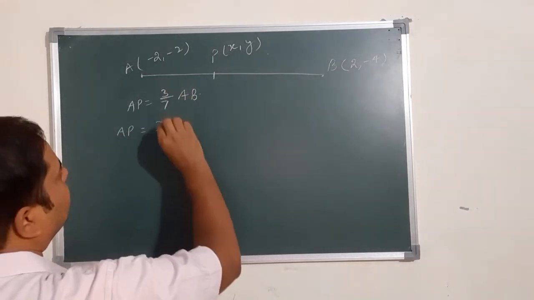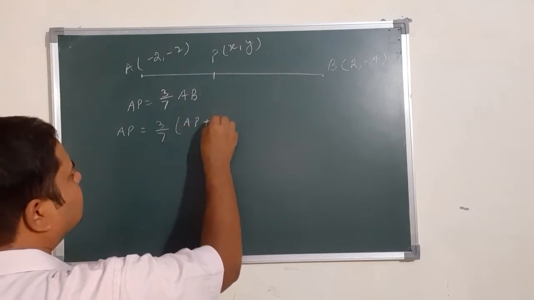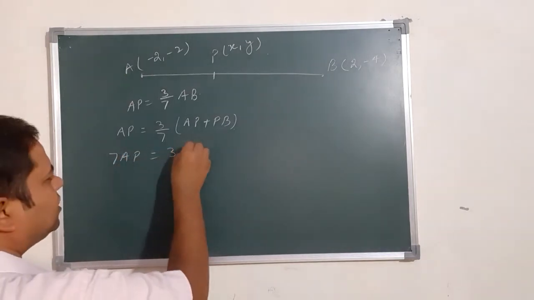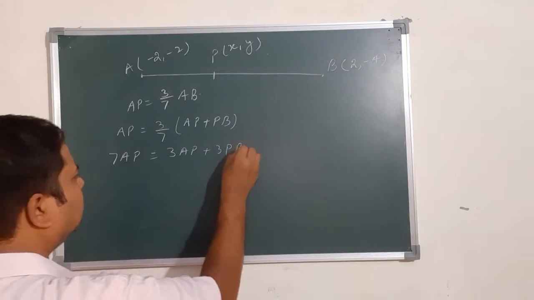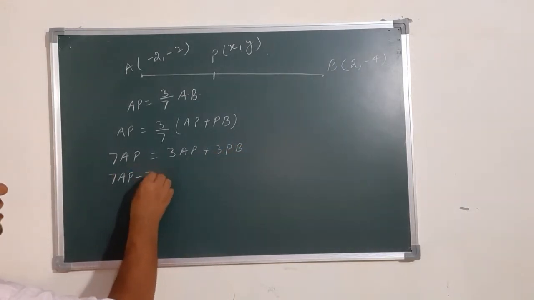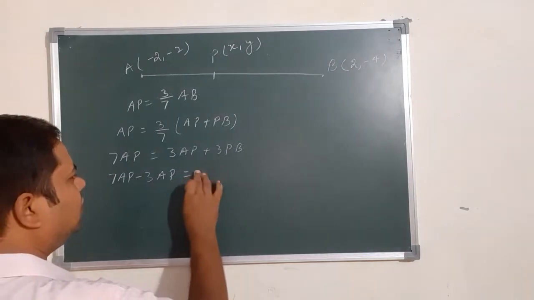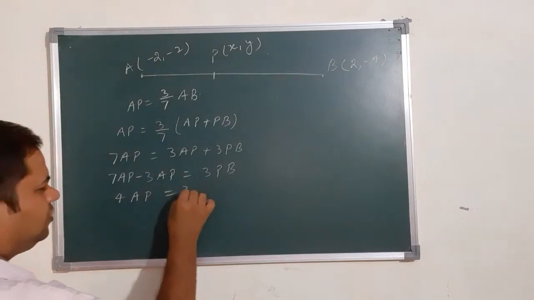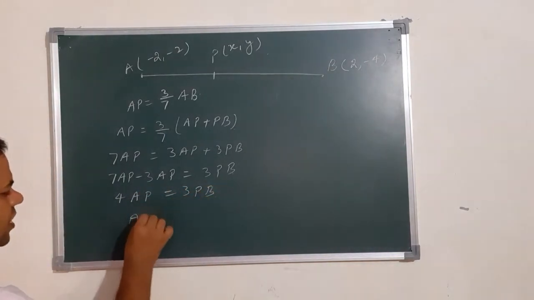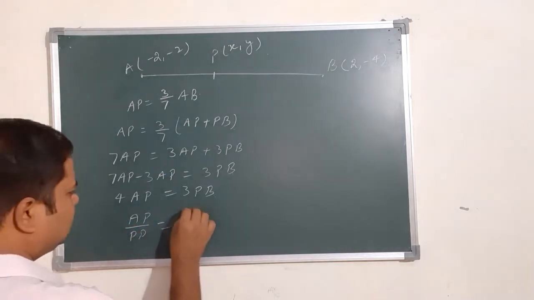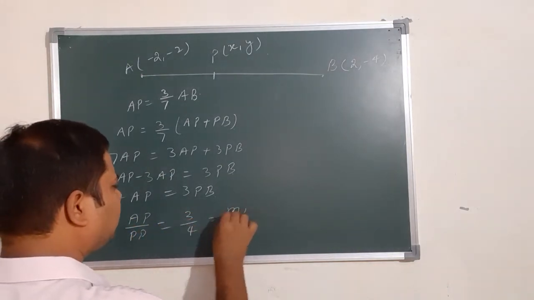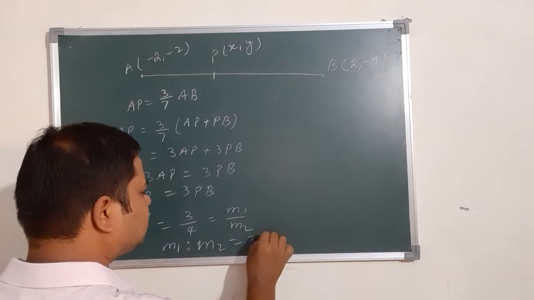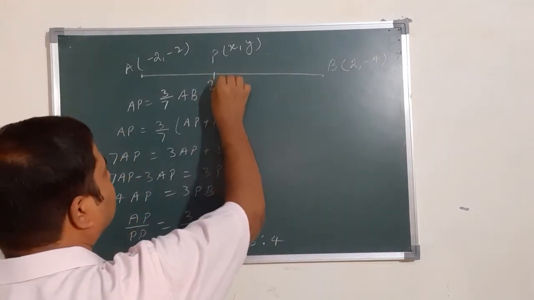AB can be written as AP + PB, so 7 AP = 3 (AP + PB) = 3 AP + 3 PB. So 7 AP - 3 AP = 3 PB, so 4 AP = 3 PB. So AP upon PB is 3/4, and you know very well this is m1 upon m2. So m1 : m2 is 3 : 4.